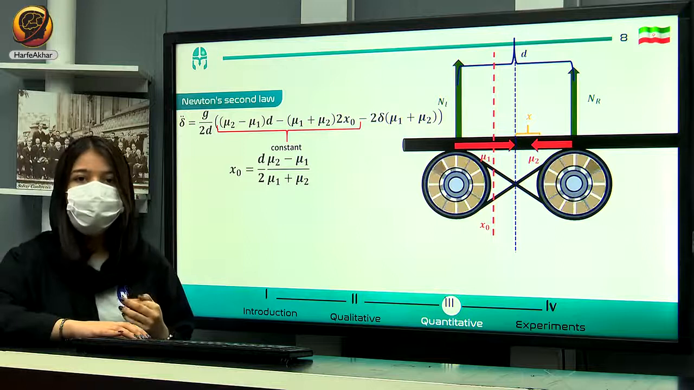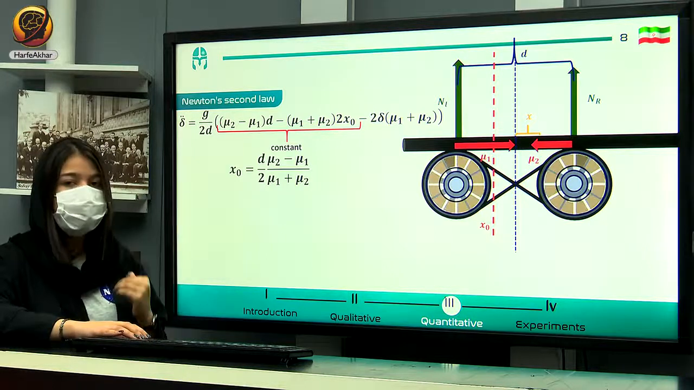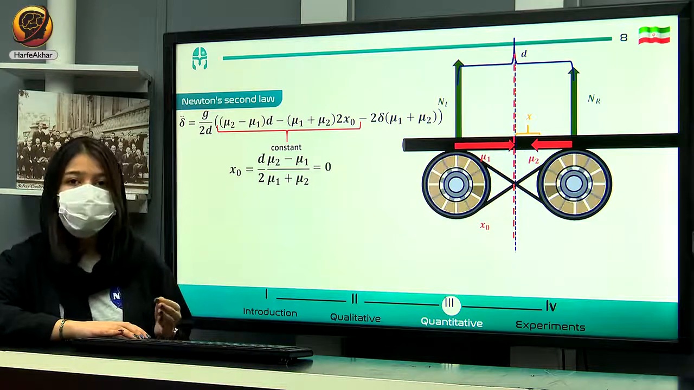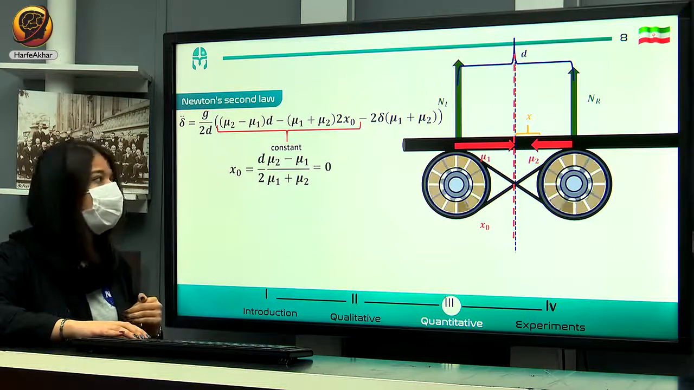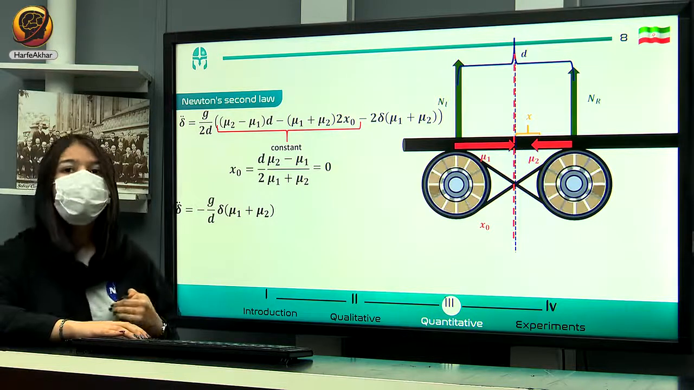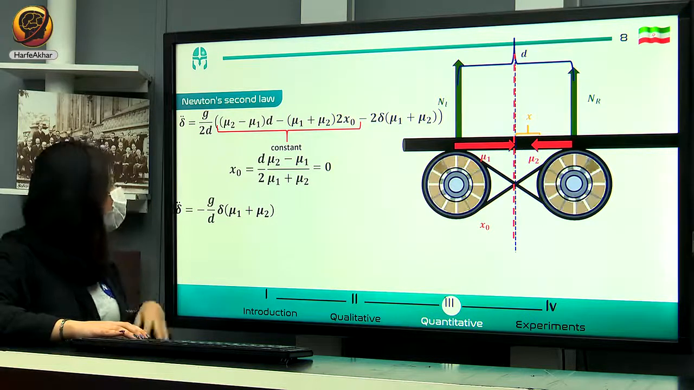As I already mentioned, in my experiments, the friction coefficients were the same. So x0 was 0. I mean, it was in the middle of these two cylinders. Back to the equation, we can put not constant parts equal to each other as well. If we do that, we will have a differential equation.